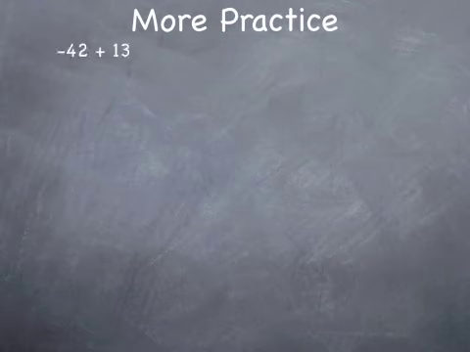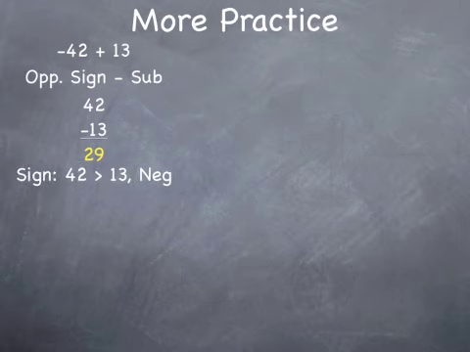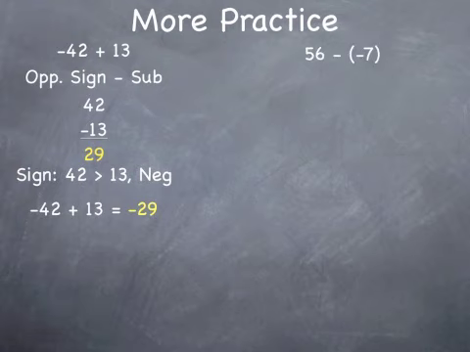Alright, here's a couple more examples. Negative 42 plus 13. Opposite signs, so I subtract. Take the larger number minus the smaller number, so 42 minus 13, and that'll give us 29. And then I take a look at the signs. 42 is bigger than 13, so I keep the sign of 42, which is negative. So my answer is negative 42 plus 13 equals negative 29.